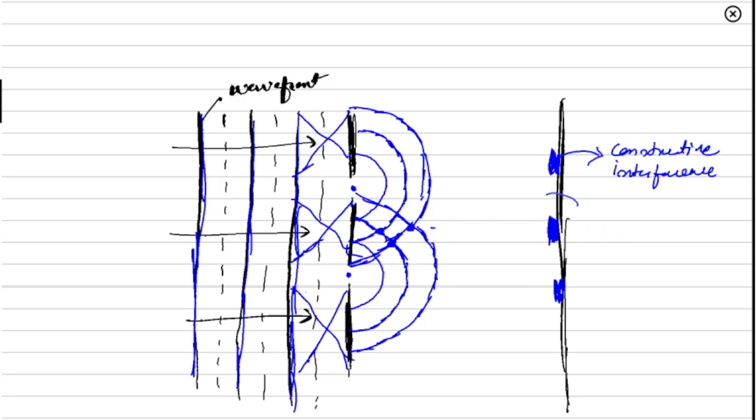And what about these blank spaces? Here, the destruction of waves is happening. So destructive interference is happening. And we will understand how constructive and destructive interferences are happening with drawing. So let's draw and understand this purely logically.